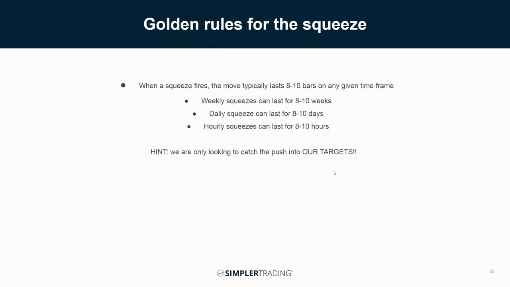So this is one of the golden rules of the squeeze. It doesn't necessarily apply to how we're looking to trade, but typically when a squeeze fires, the directional move, the release of energy, tends to last for about 8 to 10 bars. So a weekly squeeze can last for about 8 to 10 weeks. That monthly squeeze that fired, I think, lasted for about 12 months or so. So that kind of works as advertised. A daily squeeze can last for 8 to 10 days. An hourly squeeze can last for 8 to 10 hours.